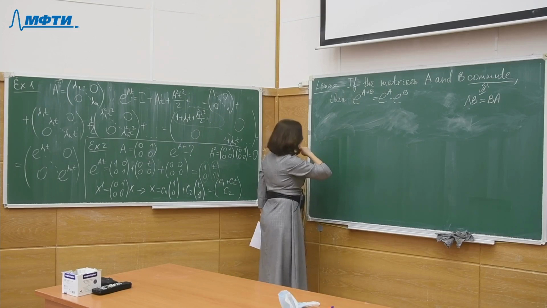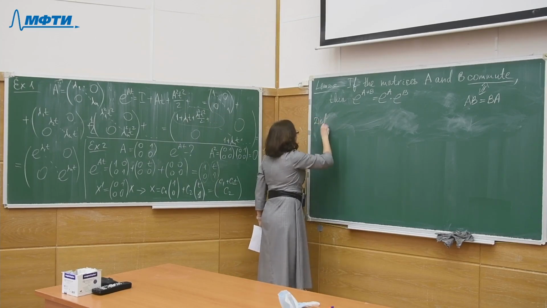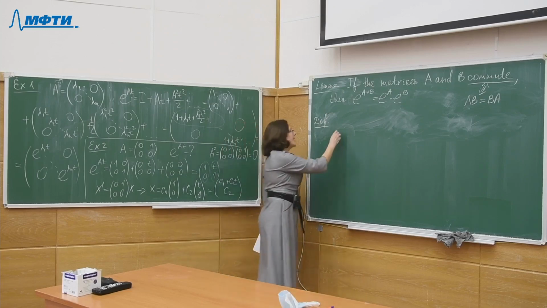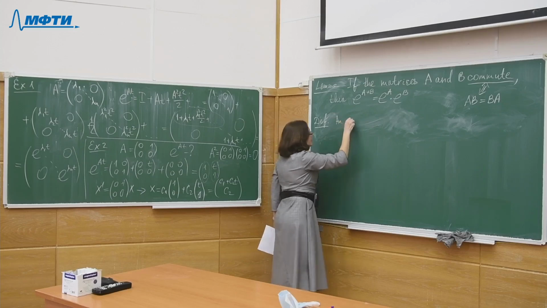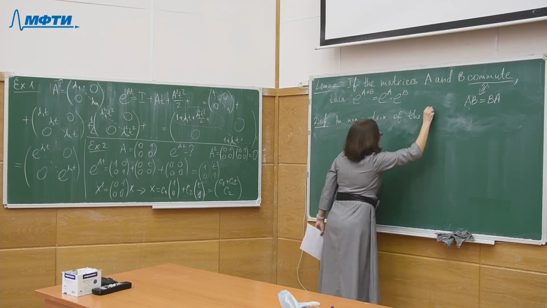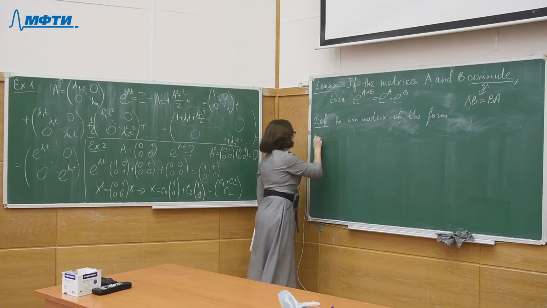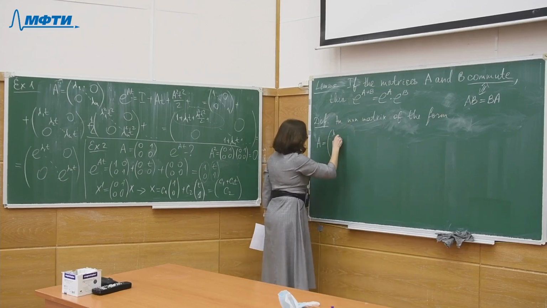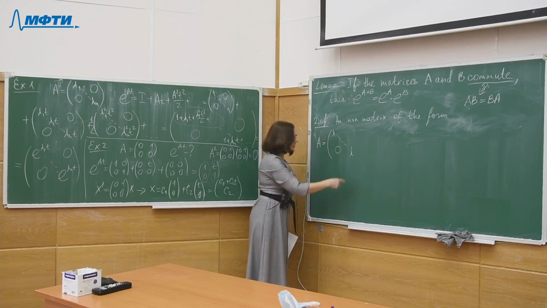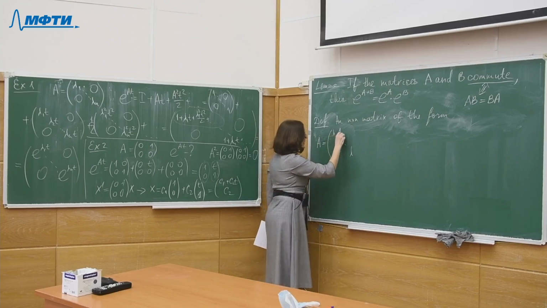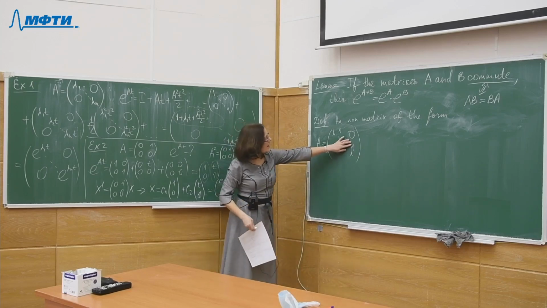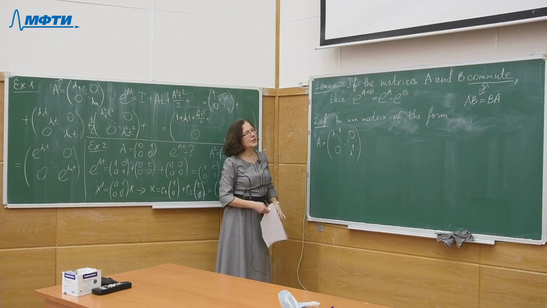Now it's time to introduce the notion of the Jordan cell. Okay, definition. An n-by-n matrix of the form with a number lambda on the main diagonal, and ones above the lambdas and zeros elsewhere, is called a Jordan cell.